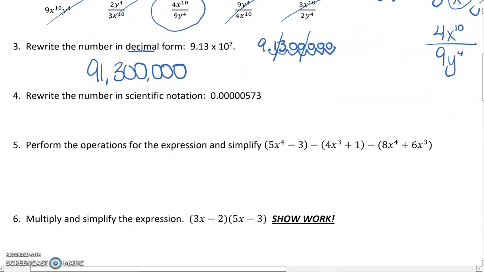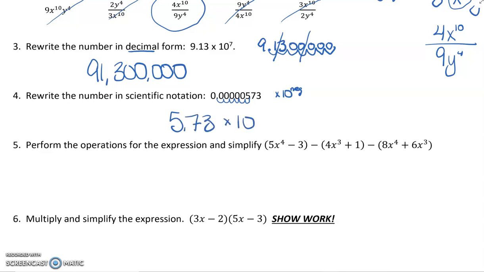Number 4, this is a number less than 1, so it's going to end up with times 10 to the negative. So how many places do we have to move the decimal? 1, 2, 3, 4, 5, 6 places. 5.73 times 10 to the negative 6.